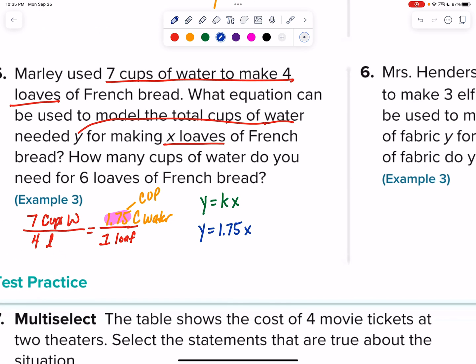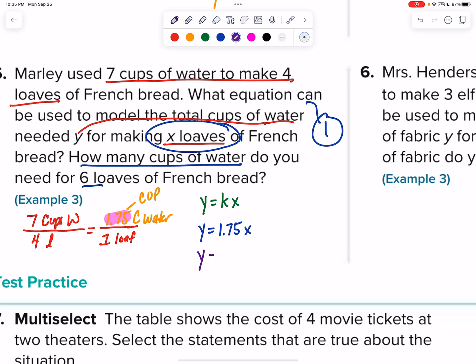So we took care of that. What equation can be used? That's step 1. Okay, how many cups of water to make 6 loaves? So is loaves x or is loaves y? Right here, look, loaves is x. So all we have to do is plug it in to the x. And so that's the tricky part, is paying attention. Does it go into y or does it go into x? So 1.75 times the 6 loaves, and it'll tell us how many cups of water, or y.